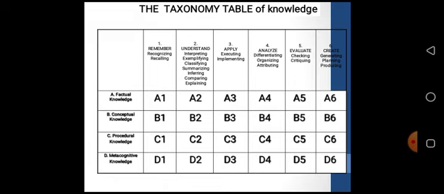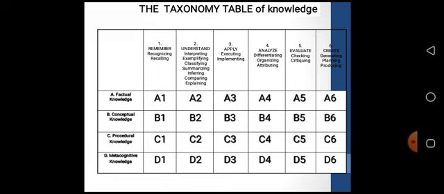Number 3 is apply, executing, implementing. And number 4, analyze, differentiating, organizing, and attributing. Number 5, evaluate, checking, critiquing. And number 6, we have create, generating, planning, and producing.